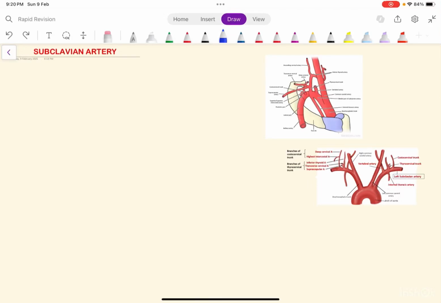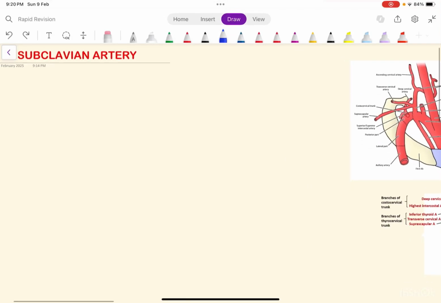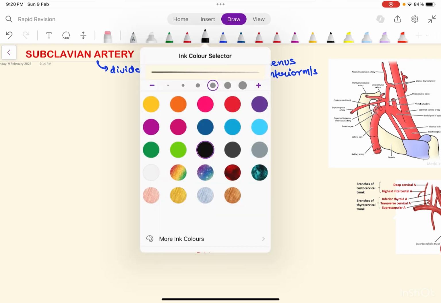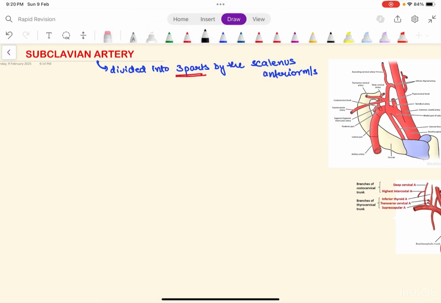In this video, I will be talking about the subclavian artery and its various branches in a very easy way. First of all, as usual, you should know that the subclavian artery is basically divided into three parts by the scalenus anterior muscle. Then you should remember the three parts and what their further branches are.